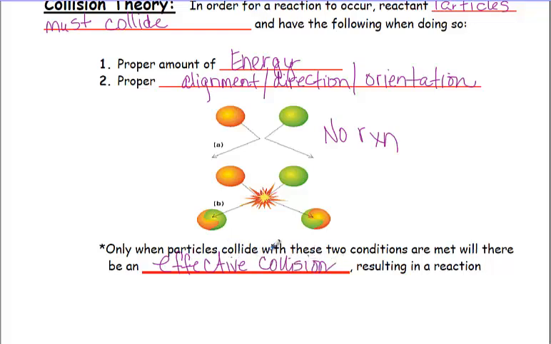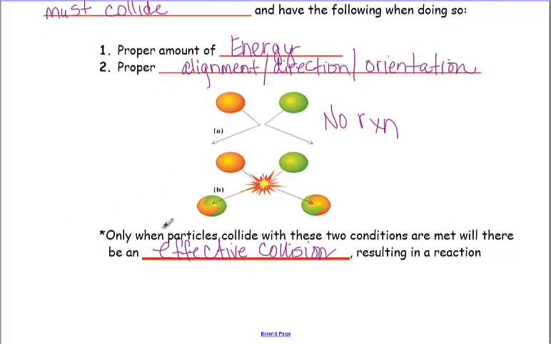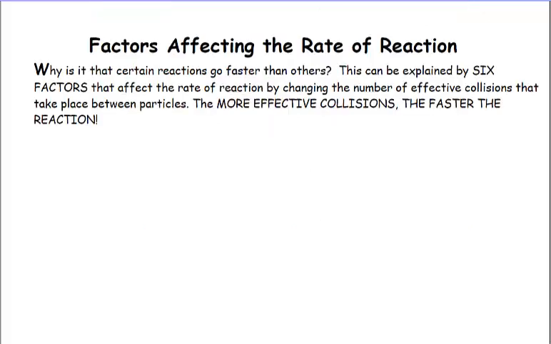Okay. Now in your notes there is a link which I will show you guys in class, but I'd like you to check that out if you can. And again, I'll show you the animation in class. So factors affecting the rate of reaction, the 6 factors that affect the rate of reaction. There is a link in your notes, and we will visit that in class.